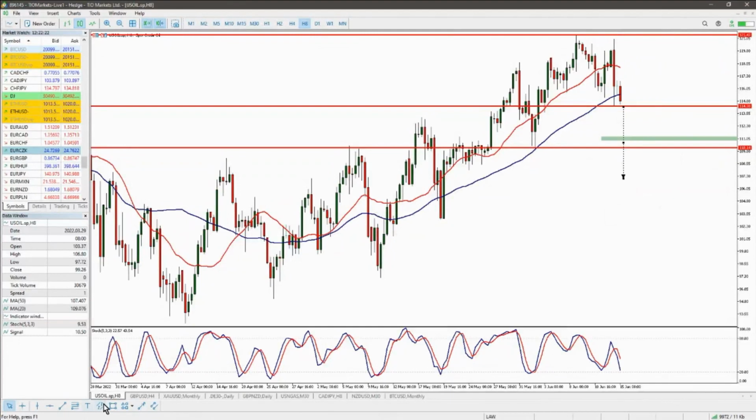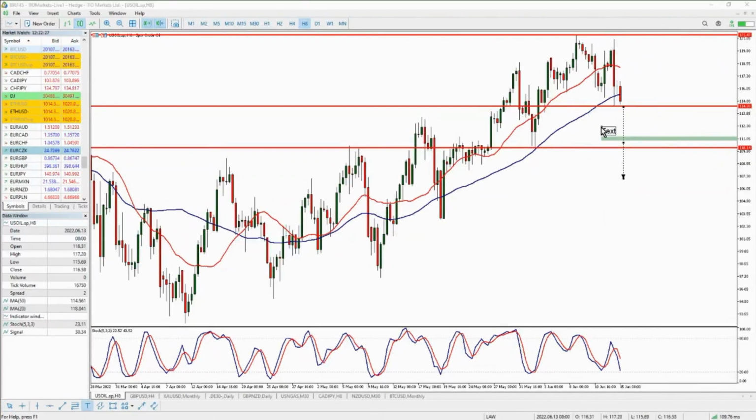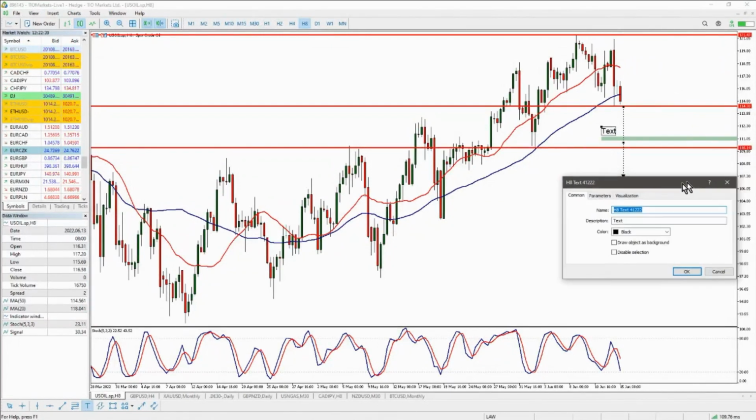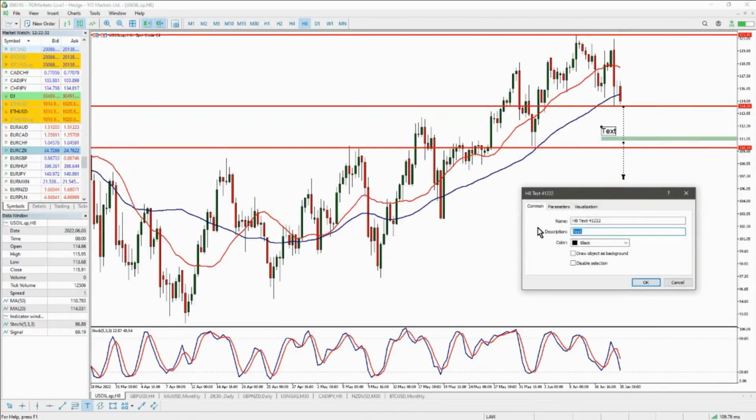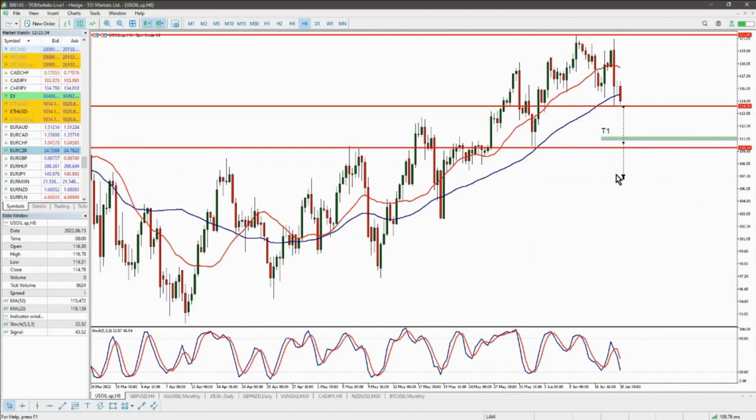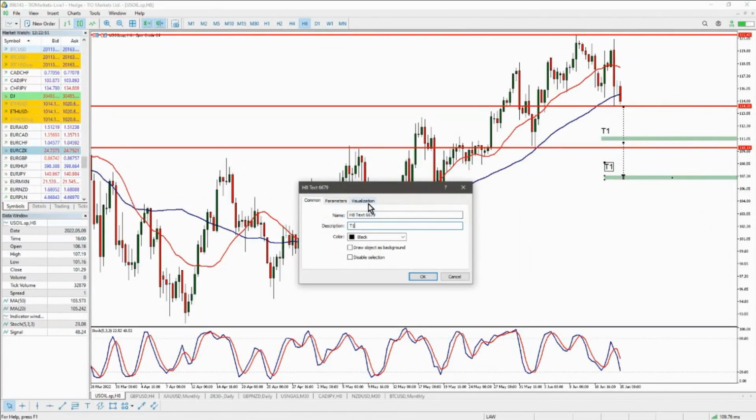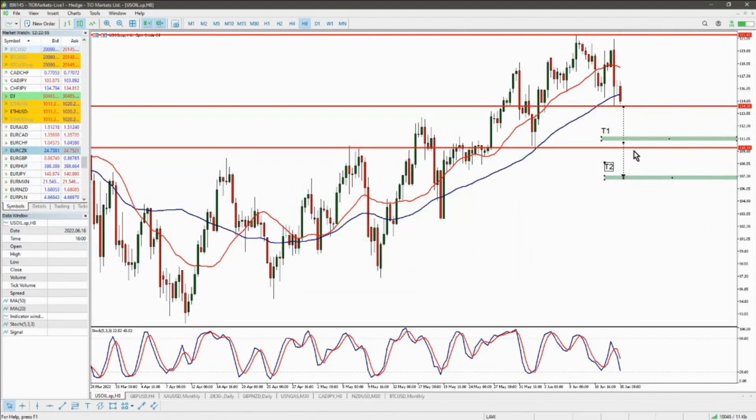Let's actually do that, so we can refer back to this later on and see whether this worked out. So this is the T1 or target 1, and then the measured move points to 107 roughly. So we will make this our target 2. And that is actually a valid trade idea. But again, it's conditional on price action.